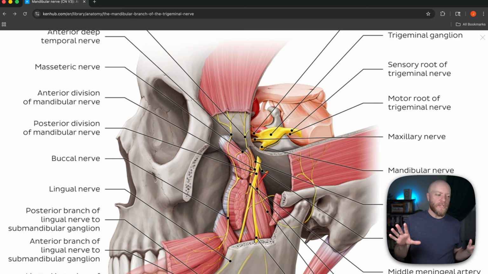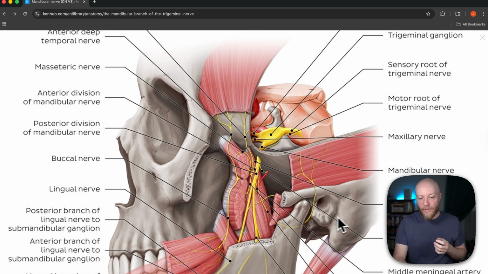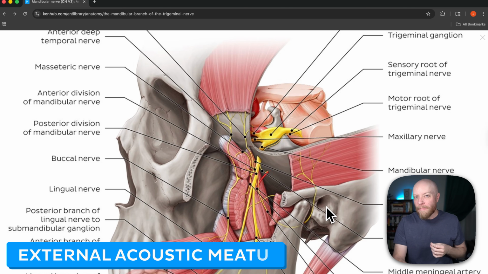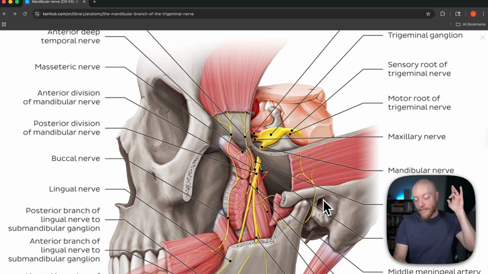So what I want to do first is just orient you. That is always the best way to go about this when you're trying to figure out what's happening: just go, okay, where am I? Basically what has happened in this image is we've cut a window through the temporal bone, which is this bone on the side of your head. This right here is called the external acoustic meatus. This is where the ear would be. So think of the floppy cartilaginous structure on the outside as being just above this.